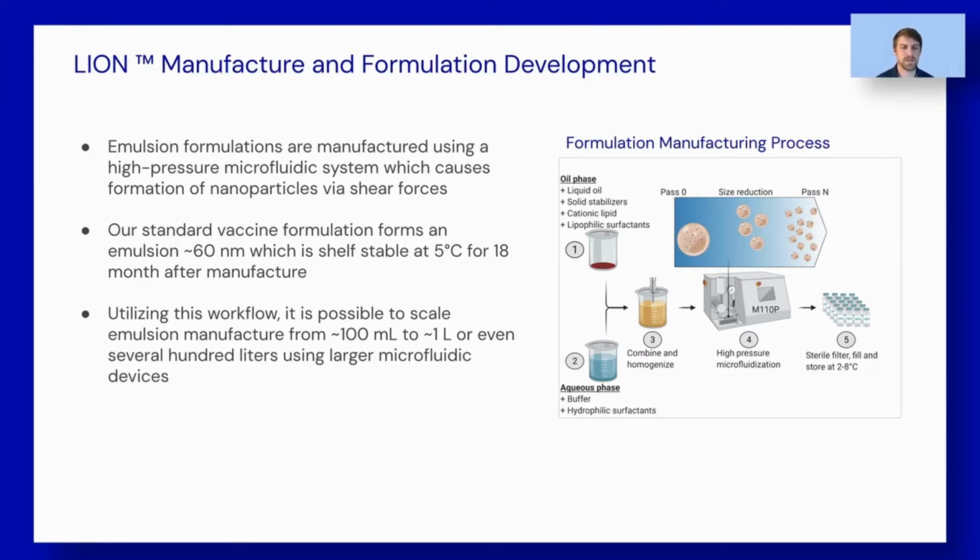Our standard emulsion is around 60 nanometers in diameter and is shelf stable at 5C for around 18 months. This process is advantageous because it is incredibly scalable. On our single machine that we have, this microfluidic M110P, we can manufacture between 100 mils at a minimum up to around a liter in a single run. There are other instruments that would allow the manufacture of volumes as low as 3 to 5 mils, as well as I've seen hundreds of mils on a GMP scale, all utilizing the same basic principle.